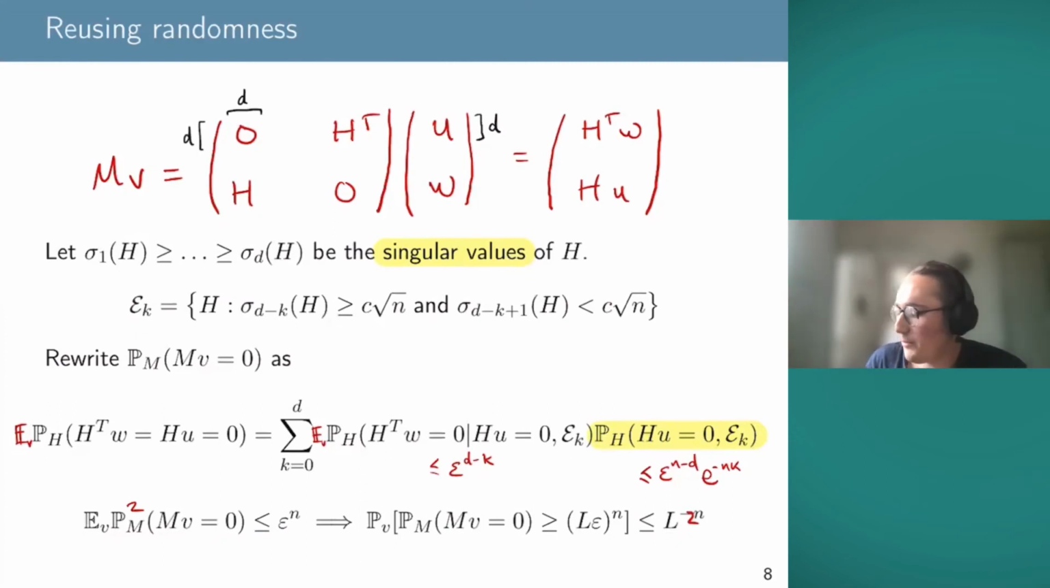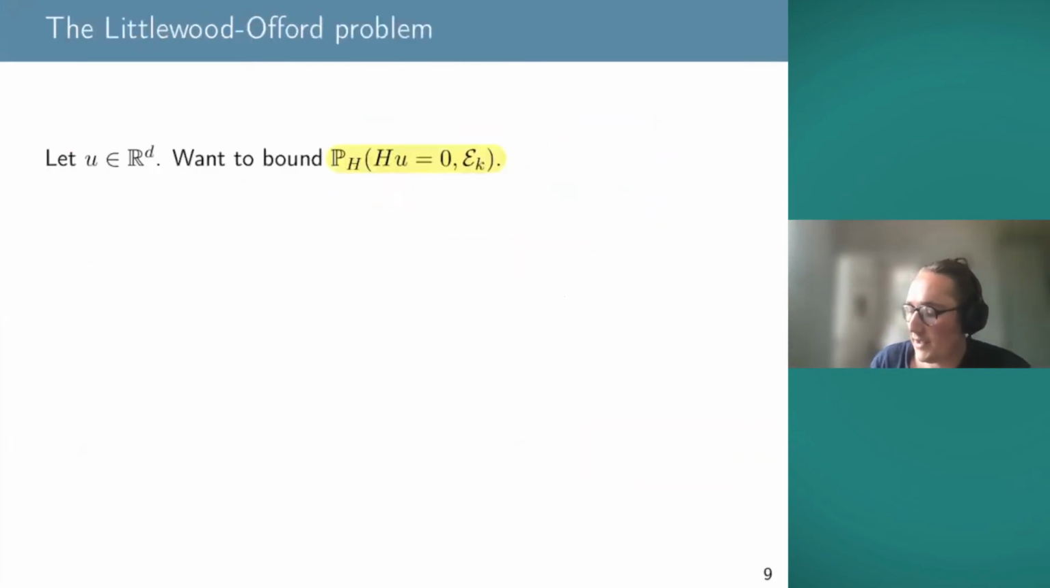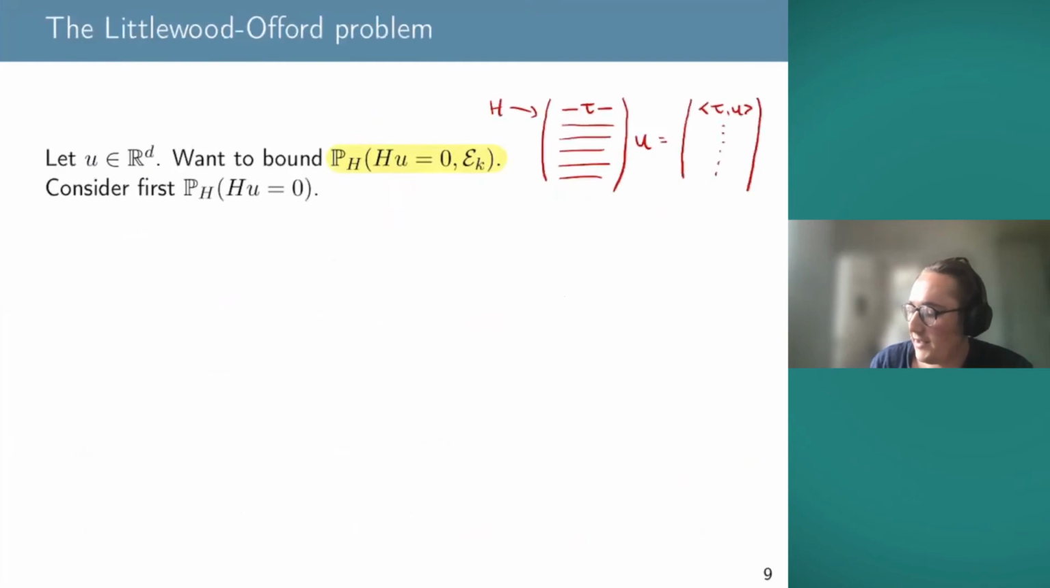Okay, so in the last couple of minutes, let me just talk about how we control this probability, the probability that HU equals 0 and EK is random. Actually, since I have not much time, let me skip a slide.